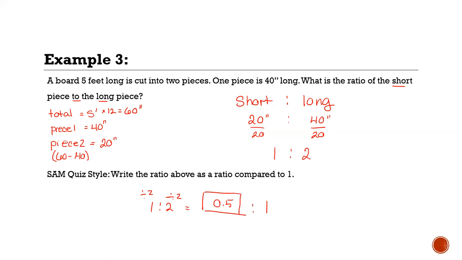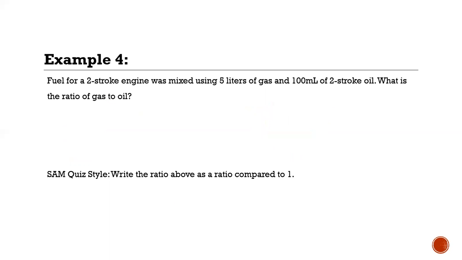All right, just a couple more. Fuel for a 2-stroke engine was mixed using 5 liters of gas and 100 mils of 2-stroke oil. What's the ratio of gas to oil?